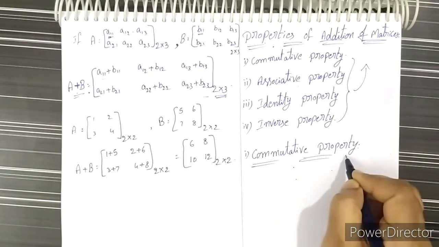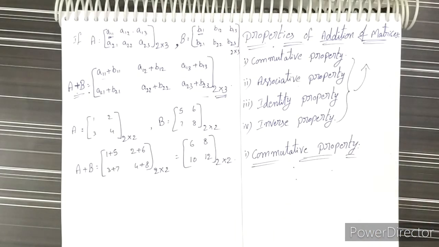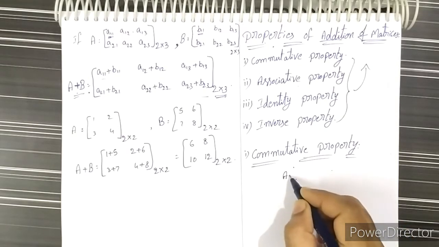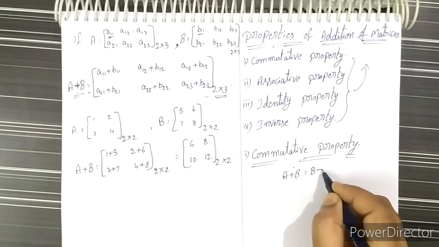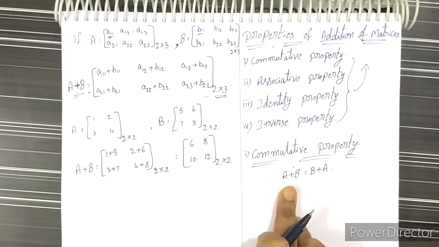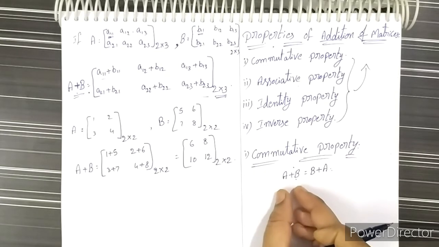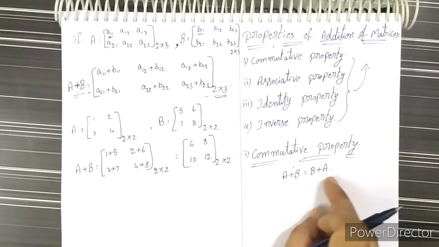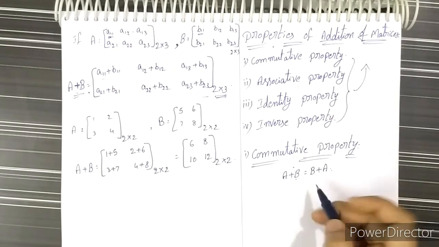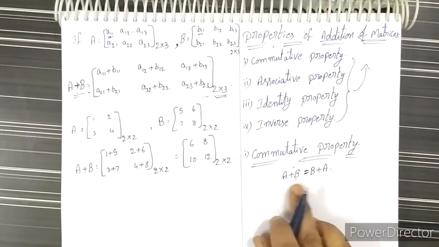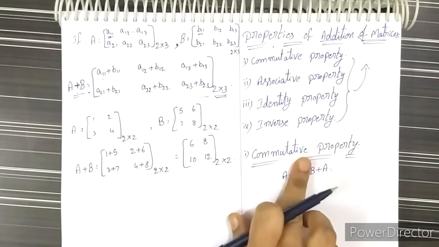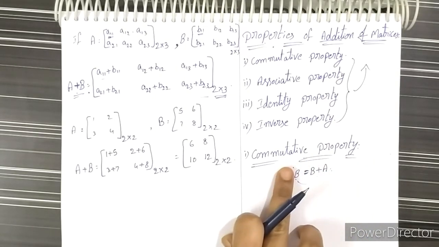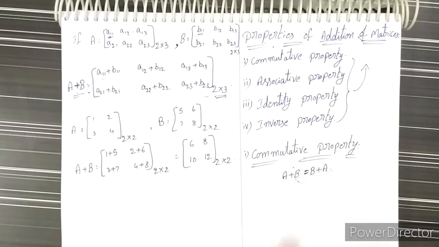First one is commutative property. Commutative property means A plus B equal to B plus A. First we find the sum of A plus B, and then the places are interchanged, B plus A. If these 2 values are equal, then the matrices follow the commutative property. Addition of matrices is commutative.